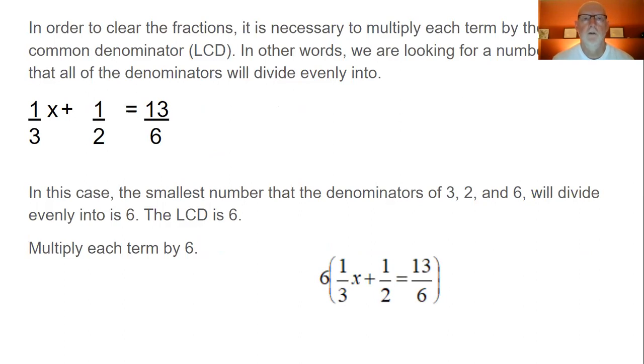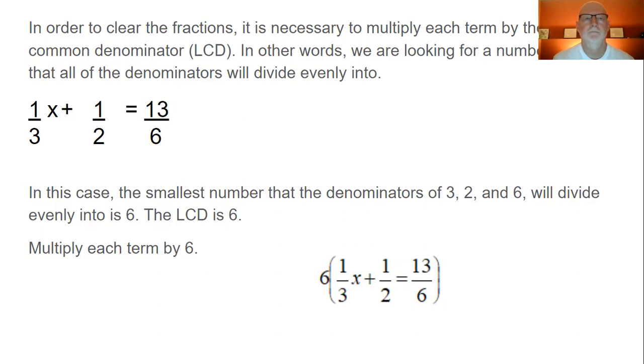In other words, we are looking for a number such that all of the denominators will divide evenly into this number. So in this case, the denominators here are 3, 2, and 6. The smallest number that those numbers will divide evenly into is 6. Therefore, our LCD is 6.